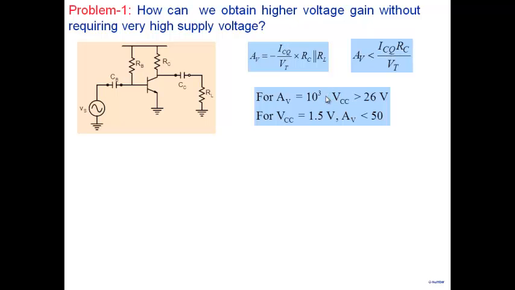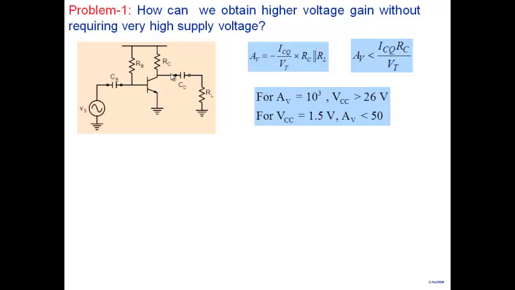The other way of looking at it is, say I don't have 26 volts, suppose I have only 1.5 volts. What is the highest gain that I can get? ICQ RC obviously has to be less than 1.5, and so 1.5 divided by VT is around 46 or so. So that tells you AV is less than 50. The maximum possible gain that you could hope to achieve with 1.5 volts using this configuration is maybe 40 or 35 or something like that.